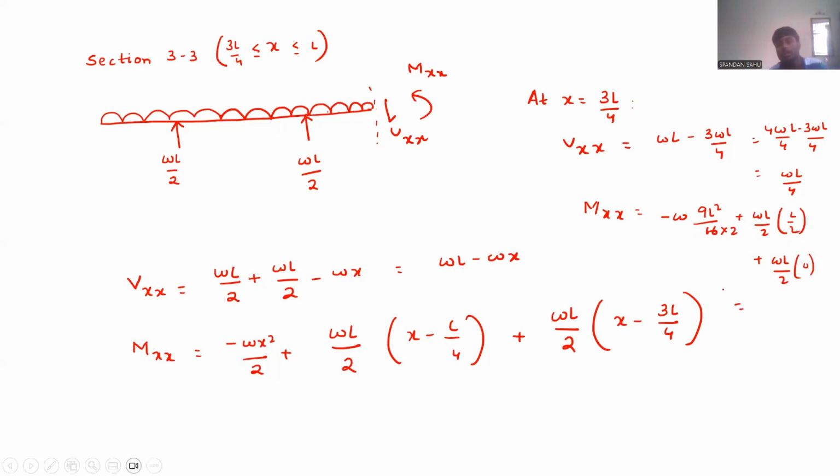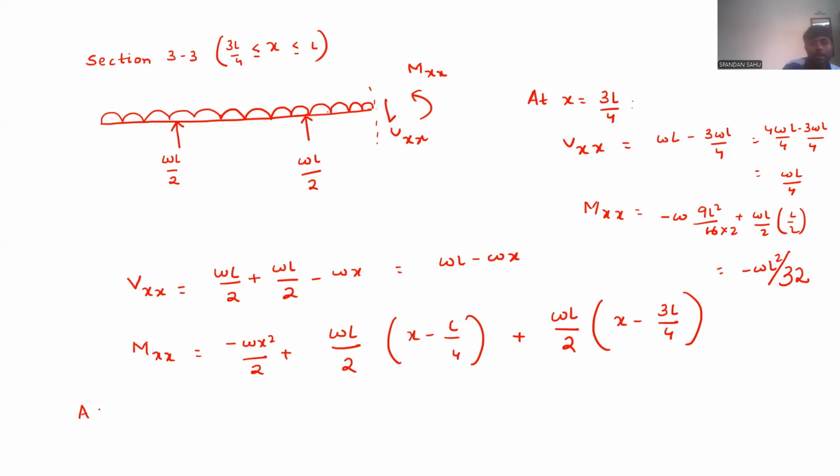So please simplify and tell me the value. It will be minus 9 upon 32 plus 1 upon 4, so minus 1 by 32 WL square. So I am erasing all these parts and writing the value directly. Okay. It will be minus WL square upon 32.